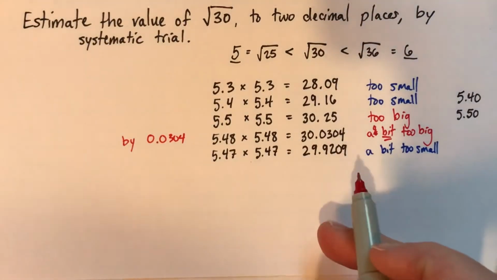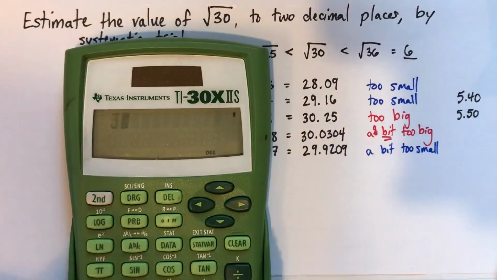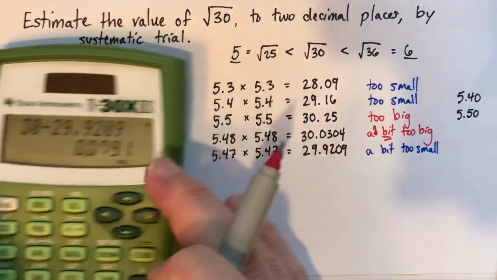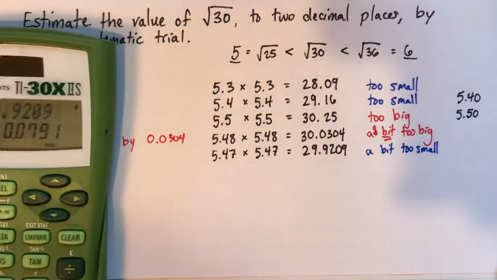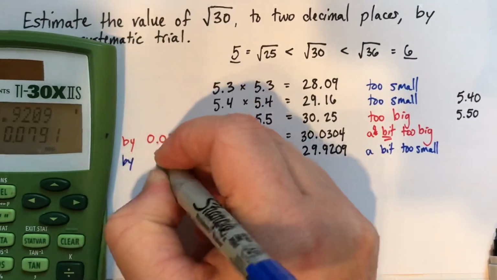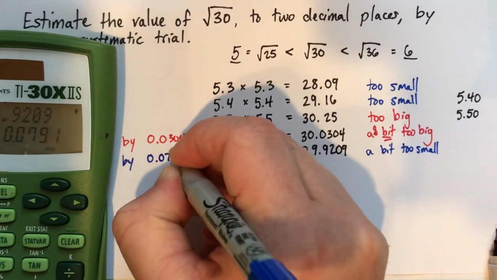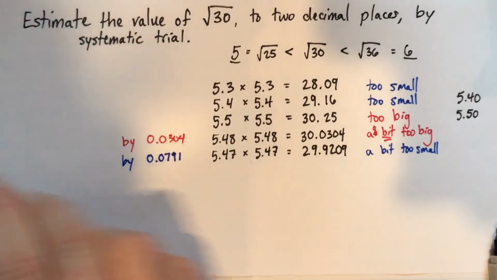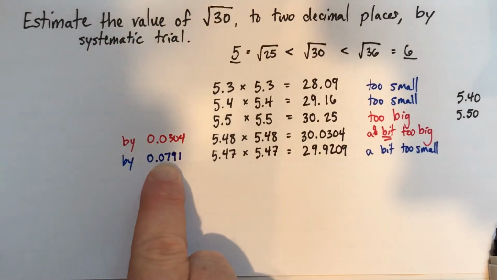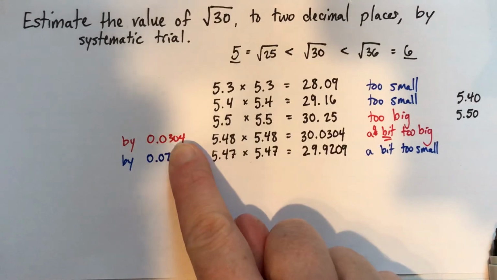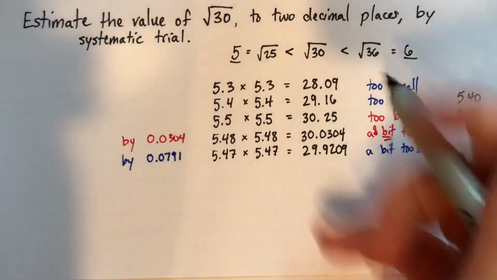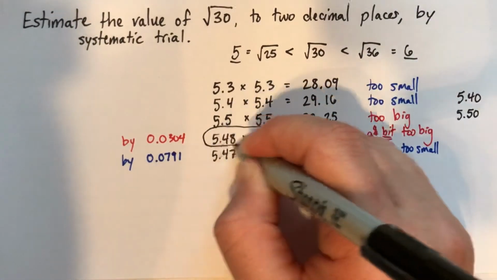You can do 30, subtract that. So 30, take away 29. There. So it's 791/10,000ths by there. So now we can see for sure which of these two is closer. This is about 8/100ths away from 30, and this is only about 3/100ths away. So this one is the closest.